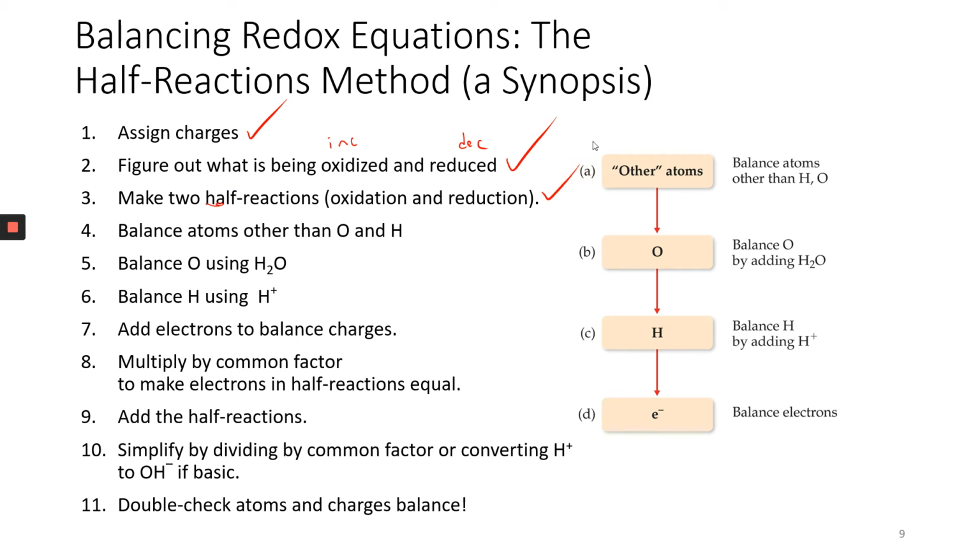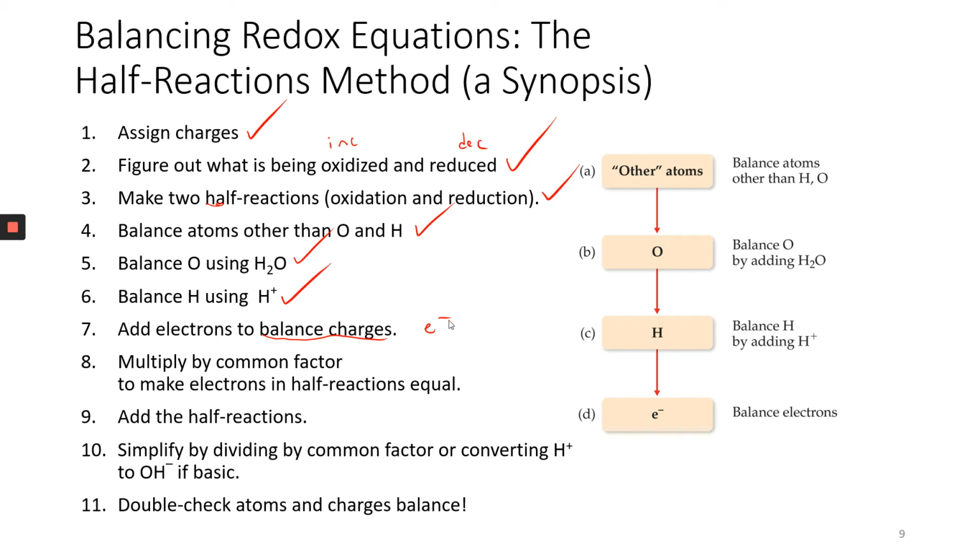Then you need to balance the actual elements. So you balance all the elements that are not oxygen and hydrogen first. After you do that, you'll balance your oxygens by adding water. And we're going to go over an example of this. But by adding water, you're also adding hydrogen. So then you have to balance the hydrogens by adding H+. And the last thing you do is balance the charge by adding electrons.